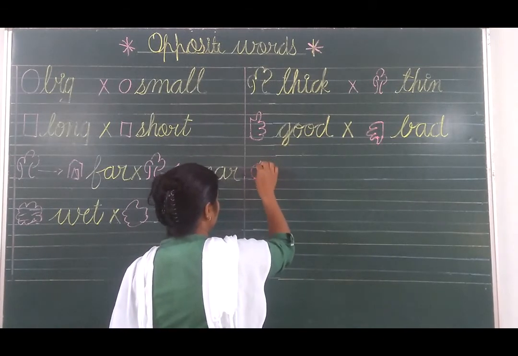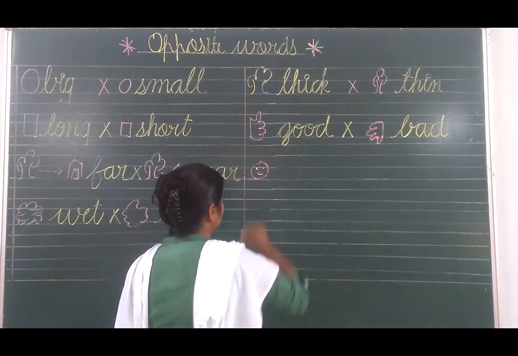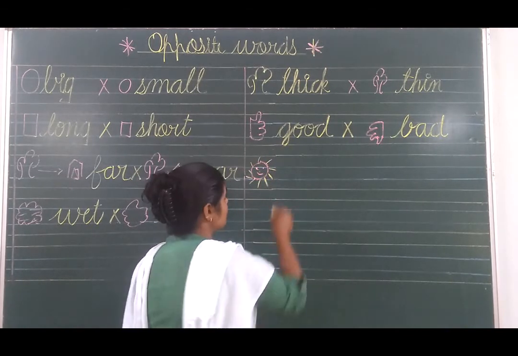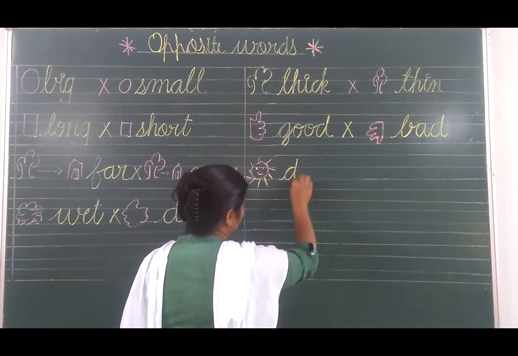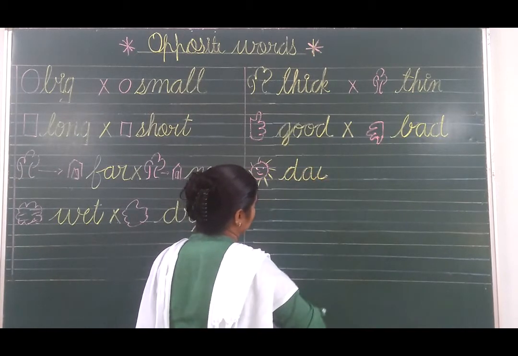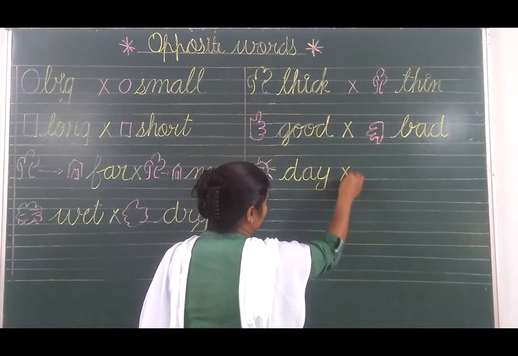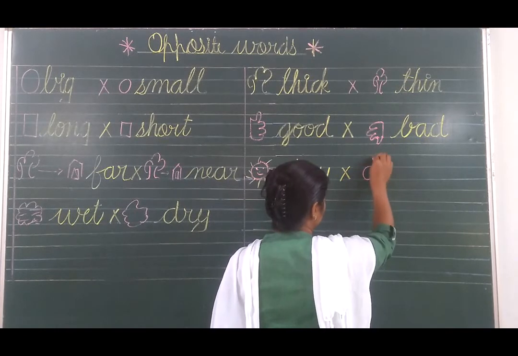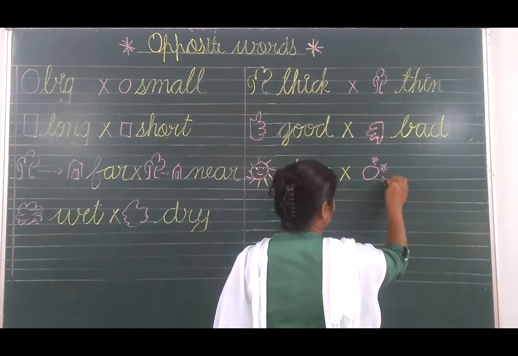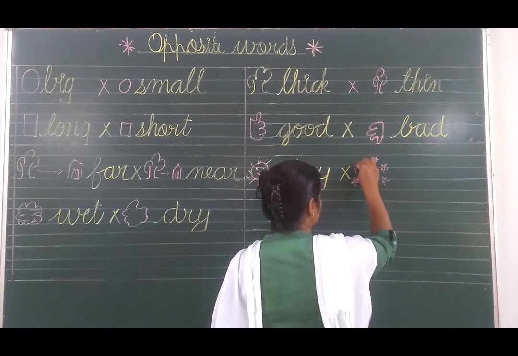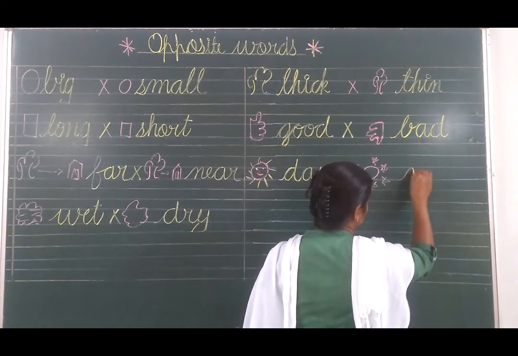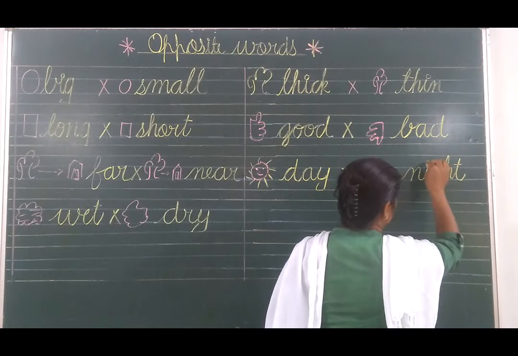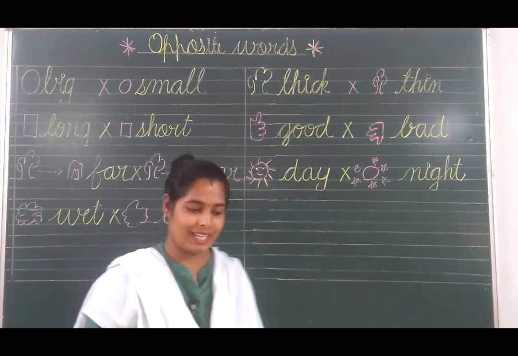Day. I draw a sun. Day. So day opposite night. Or stars bhi hote hain night ko. Spelling of night. N-I-G-H-T. Night. Day and night.